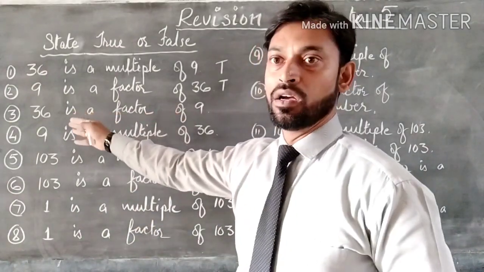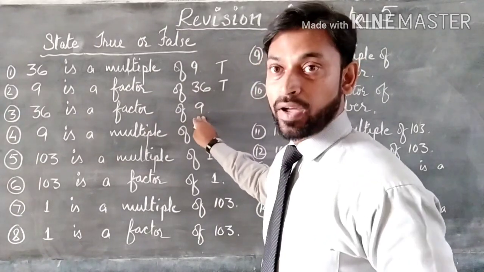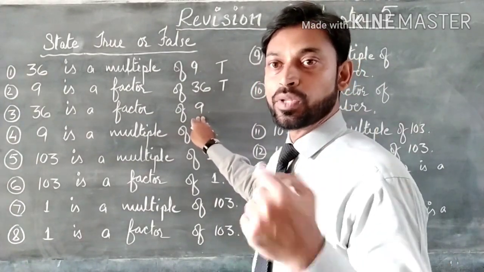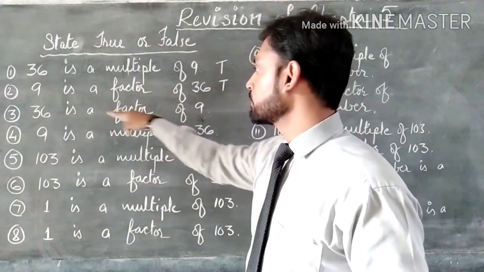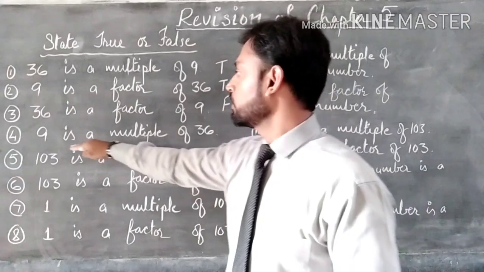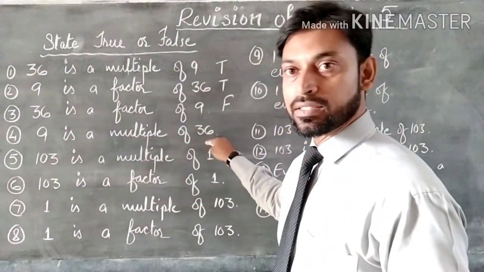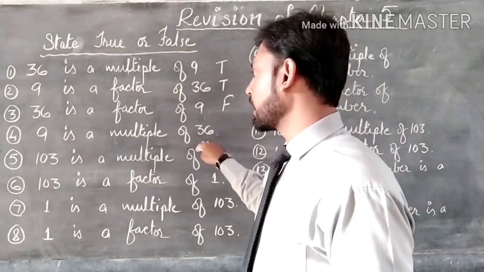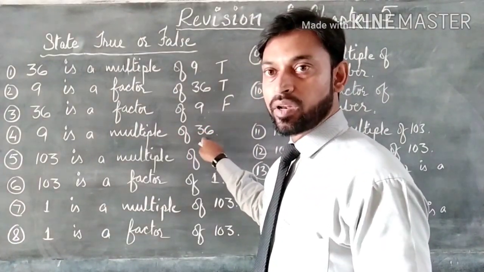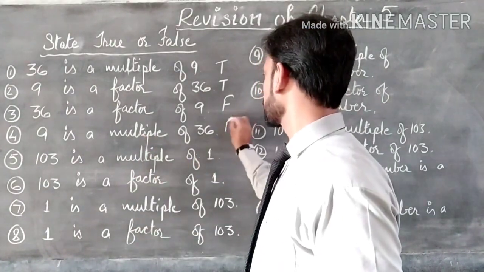Now see the third question, that is 36 is a factor of 9. Factors are always less than or equal to the given number. The given number is 9 and 36 is greater, so this is false. Is that clear? Now next question, 9 is a multiple of 36. Multiples are always equal to or greater than the given number. Here the given number is 36 and 9 is smaller. So this is also false.